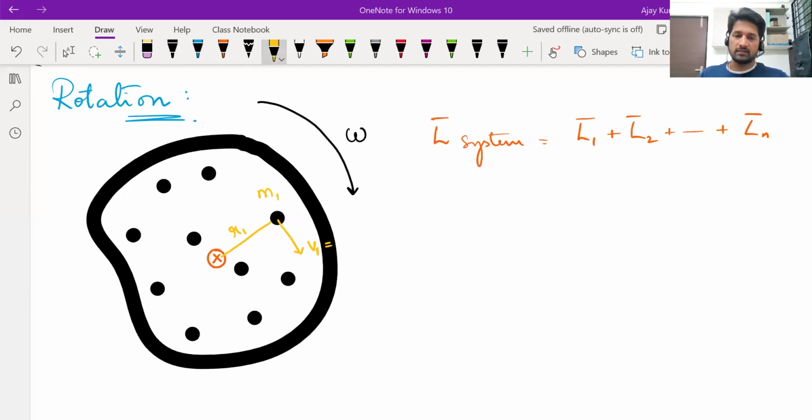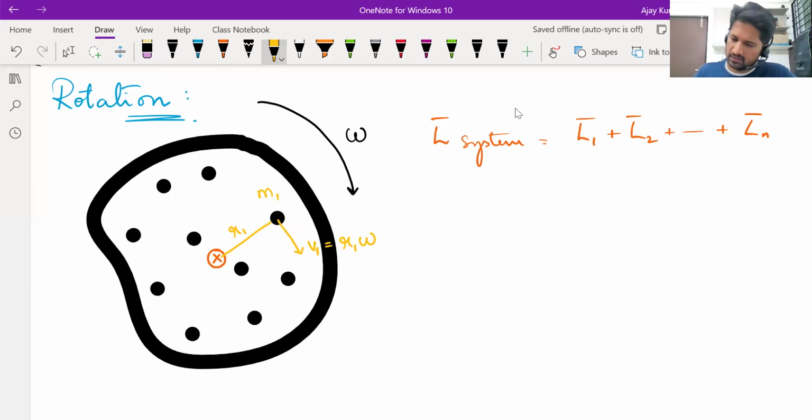How are V and omega related? Omega is equal to V by R, sir. Okay, omega is V by R, so V is equal to R omega. So we can write the speed of the first particle as R1 omega. Why we write in terms of omega is because since this is a rigid body, every particle rotates at the same rate. Omega will be same for all of them. Speeds may not be same.